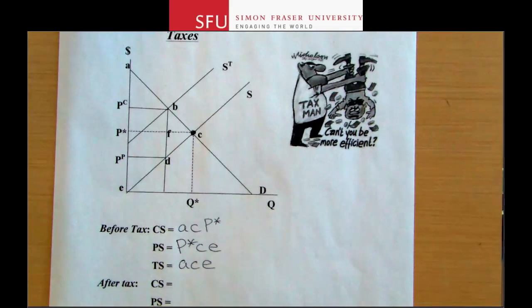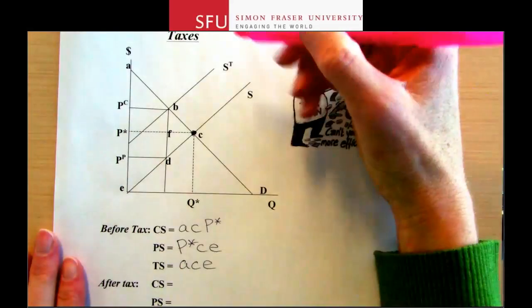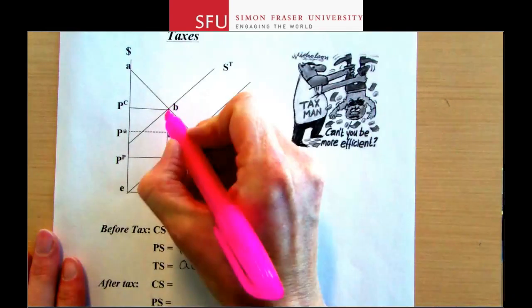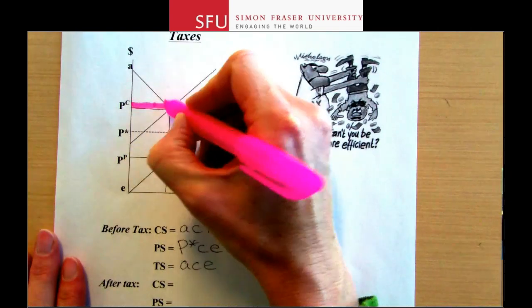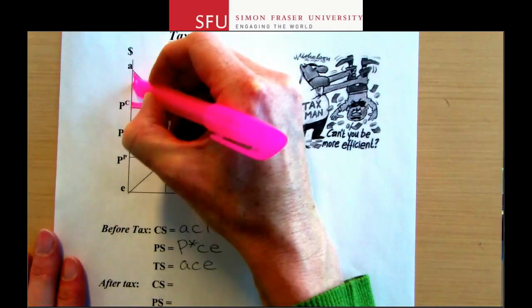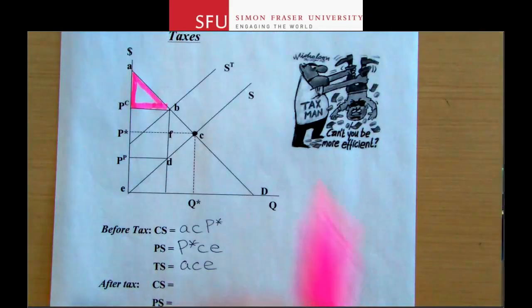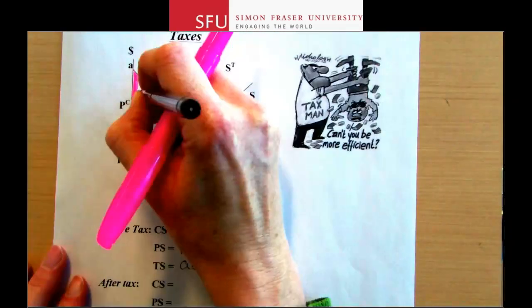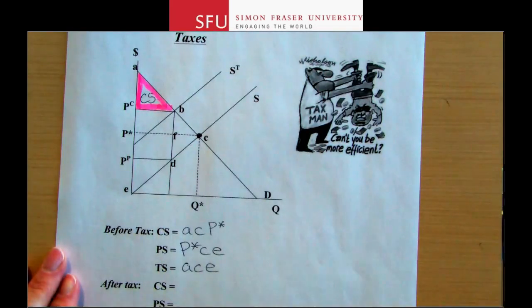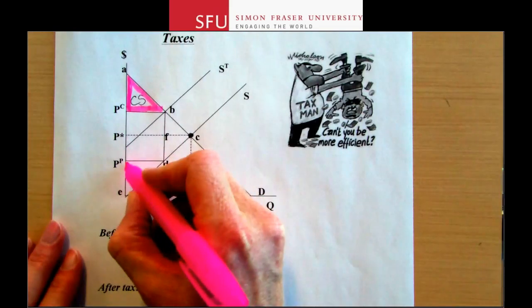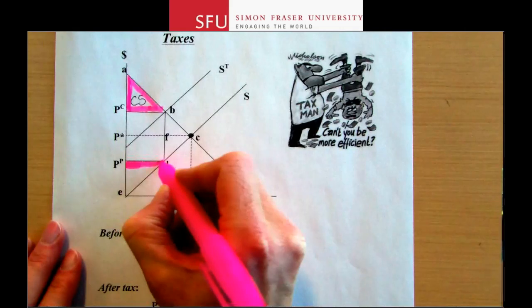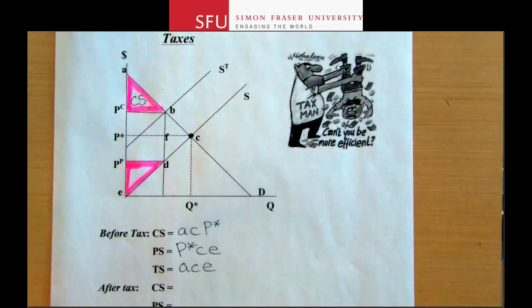Okay, so now with a tax, and I'll color this part in. With a tax, the equilibrium will now be at B, and the price the consumers pay will be PC. So the consumer surplus will be here. And then the price that the producers get is the producer price PP. The difference goes to the government. So this would be producer surplus there.